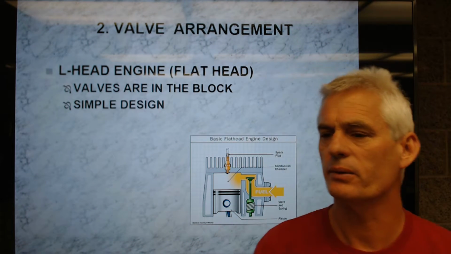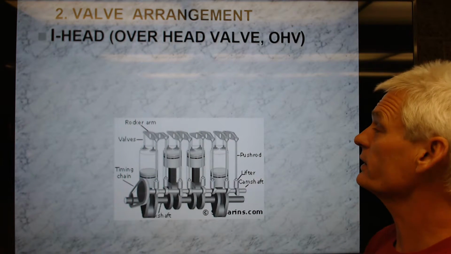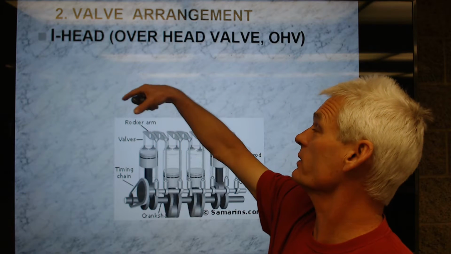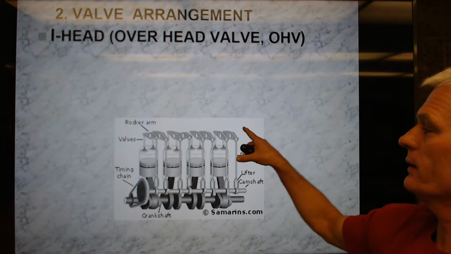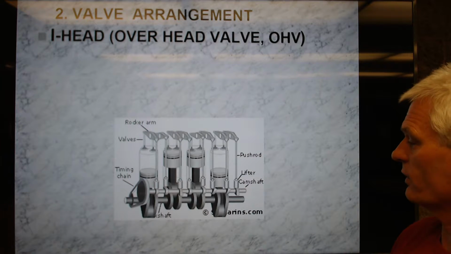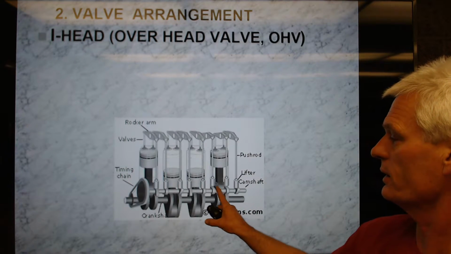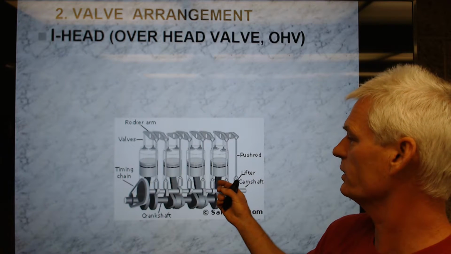Okay, so let's continue on here. So our next valve arrangement category is what we call an I-head engine, or what most people call the overhead valve engine, or OHV. Here's a little animation of it going. There's the crankshaft spinning. It's an inline 4-cylinder engine in this case.